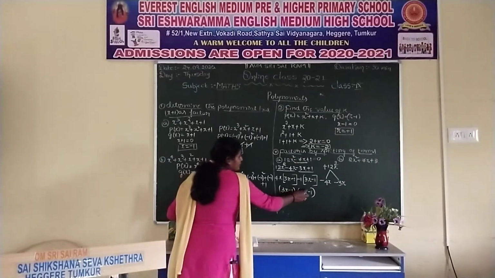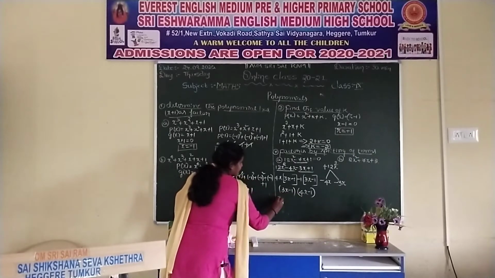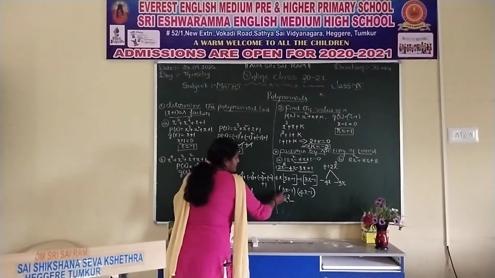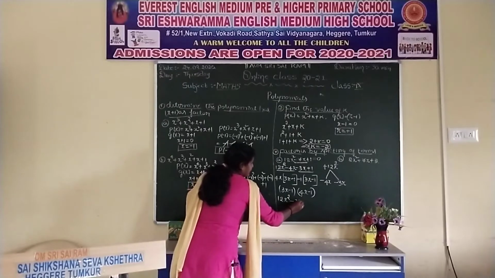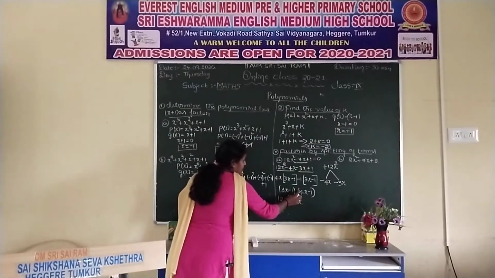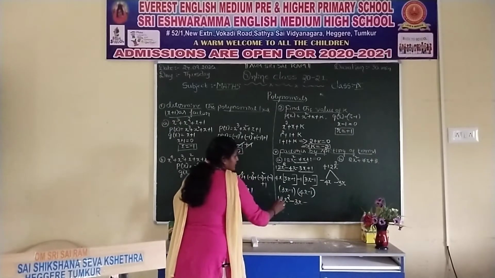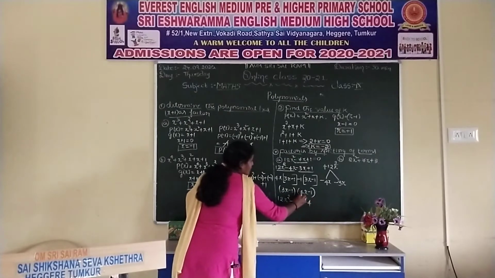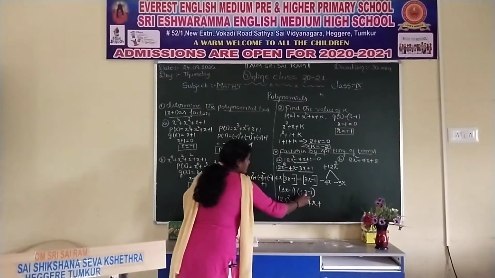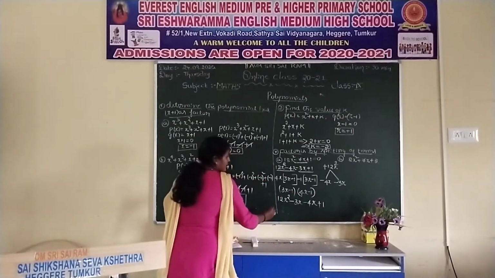See, first term into second expression. 4 3s are 12. X into x is x square. Plus into minus is minus. 3 1s are 3 into x. Next, second term into second expression. Plus into minus is minus. 4 1s are 4 into x. Minus into minus is plus. 1 1s are 1.